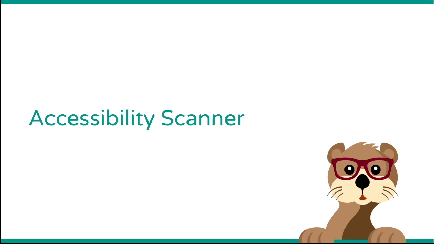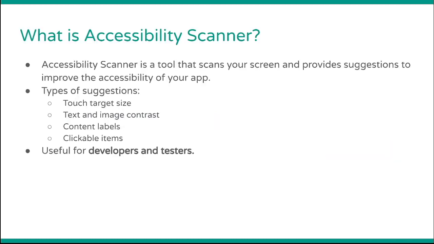So what is Accessibility Scanner? Accessibility Scanner is an application which takes a screenshot of each and every screen in your application and suggests fixes for errors. For example, if there is a small button and a big button on your screen and you take a screenshot of that in Accessibility Scanner, it would suggest that you make the smaller button a bit bigger so that it becomes easier for anyone to click. That's what Accessibility Scanner does.